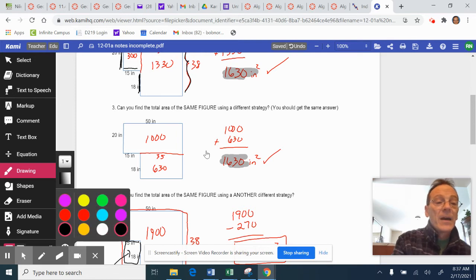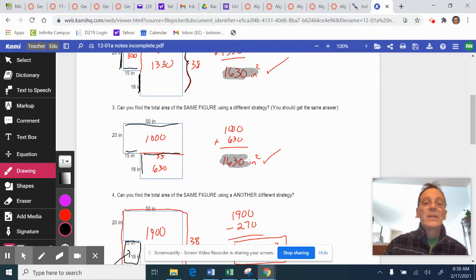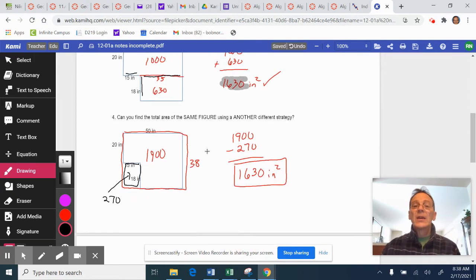Once again, the rectangle at the bottom, although it is 18 inches tall, is only 35 inches wide because it's this 50 minus this 15. Now, at the bottom of the page is a really fundamentally different strategy. I would refer to it as a subtracting strategy rather than an adding strategy.